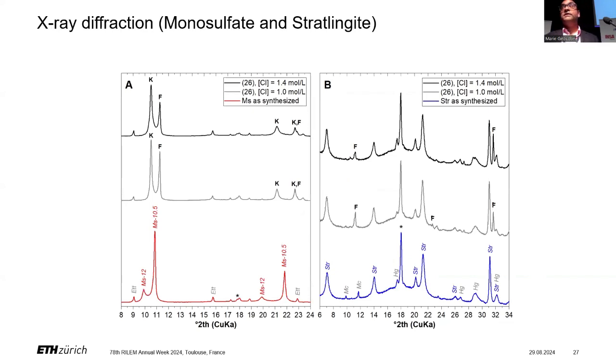And this was essentially confirmed by our X-ray diffraction results on the monosulfate and stratlingite. We looked at selected samples. If you look at the monosulfate, we go from starting to form Friedel salt at roughly 1 to 1.4 mole per liter of free chloride. And this essentially says that it's not completely gone into Friedel salt. And for stratlingite as well, what we can see is quite a lot of peaks of Friedel salt, but some of the stratlingite remains there, which tells us that it's partial chloride binding rather than complete chloride binding.